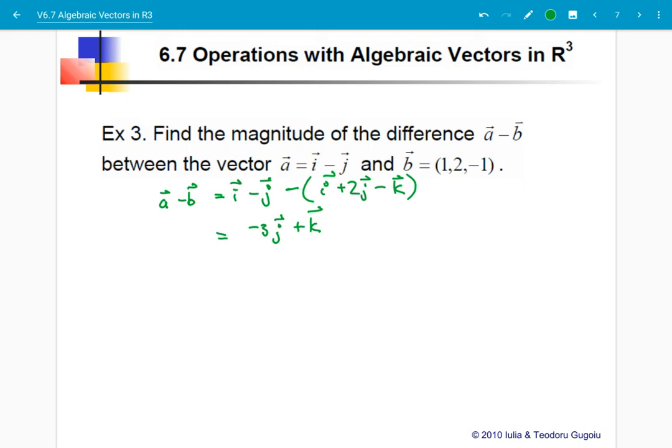All right, the magnitude of A minus B. Well, the x component is 0, negative 3 squared plus 1 squared. That is root 10. That's example 3.